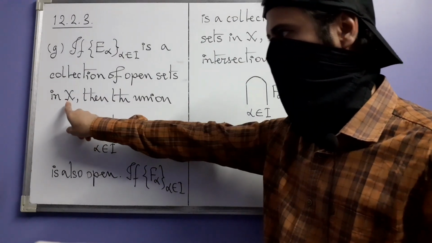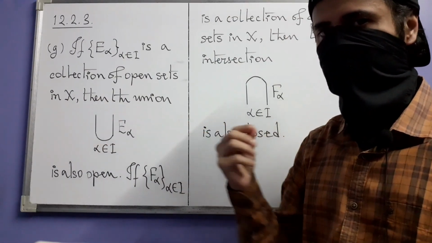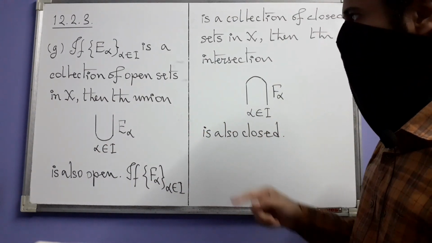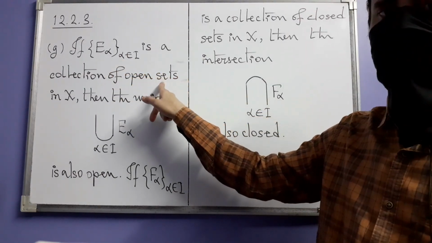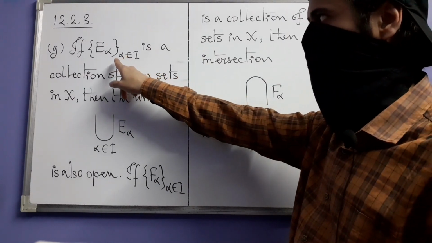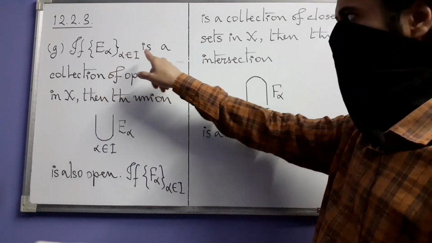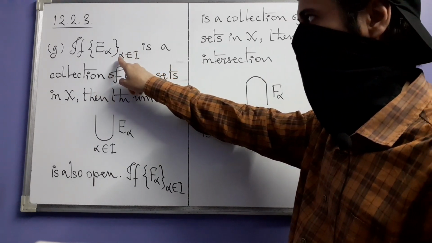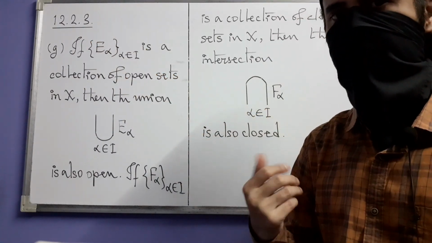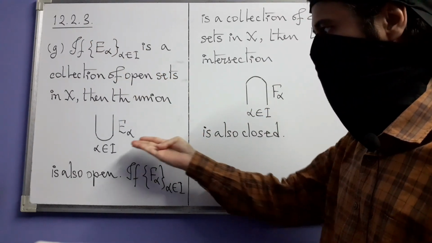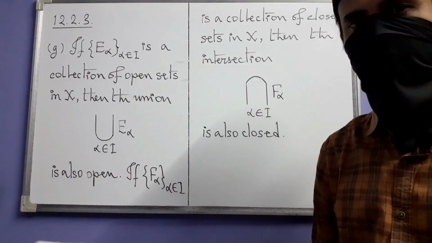As usual, X is a metric space with some metric D. Now in X we have a collection of open sets. It's a family of open sets, an indexed family where I is the index set, and for each alpha in I you have an open set E alpha in X. Then we have to prove that their union is also open.